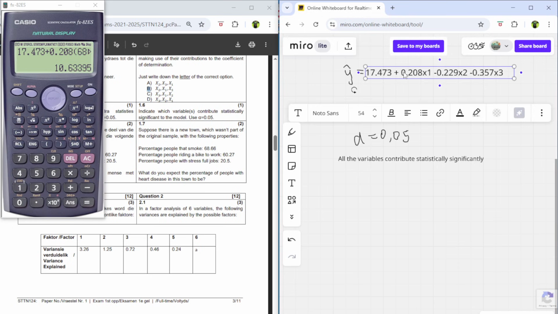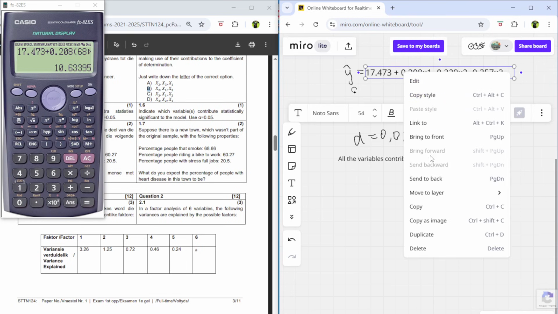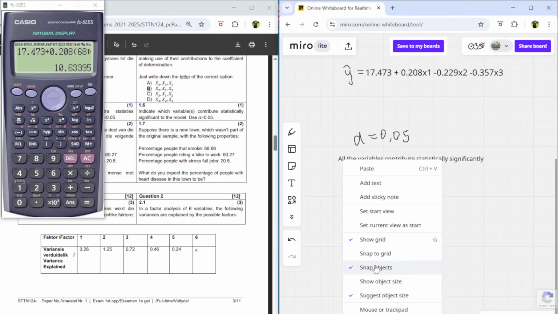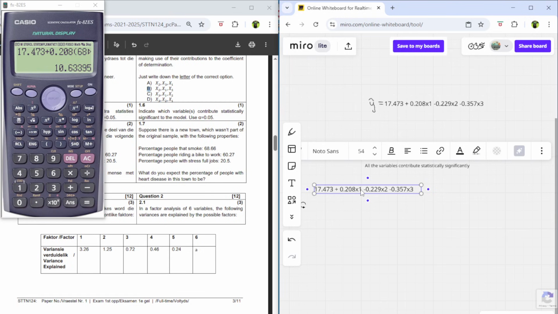So basically what you do is you substitute those values into this equation. The first one is 68.66, followed by x2, 60.27. The last one was 20.5. That is how we found that value.